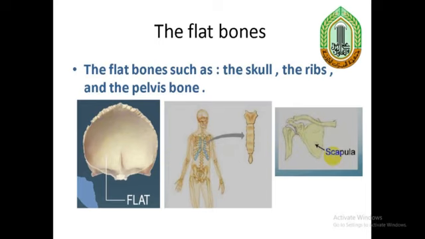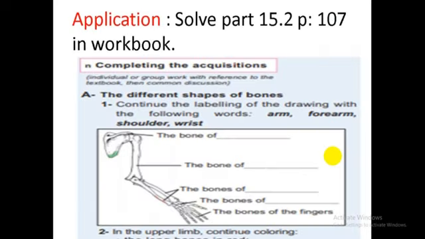Now let's do the application. You can pause the video, solve the question, then correct it with me. I will read the question for you. The different shapes of bones. Continue labeling the drawing with the following words: arm, forearm, shoulder, wrist.